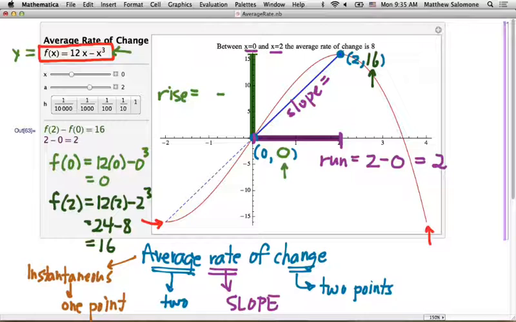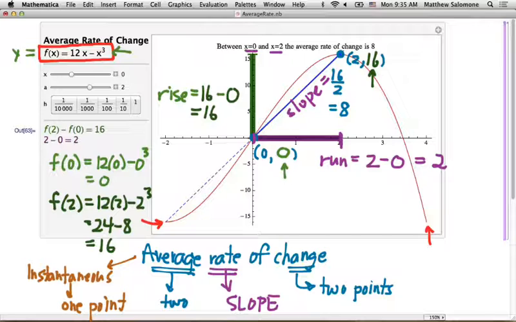So now that we have the y-coordinates, we can measure the rise just by subtracting the second minus the first. That gives me a rise of 16. And now, as always, the slope is equal to the ratio of rise divided by run. 16 divided by 2, 8 in this example.